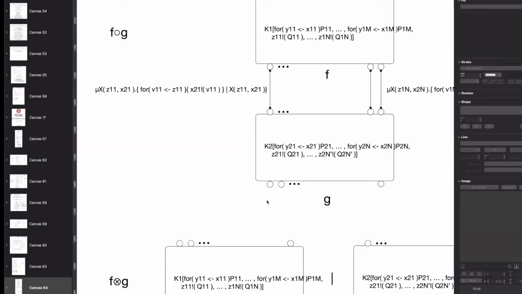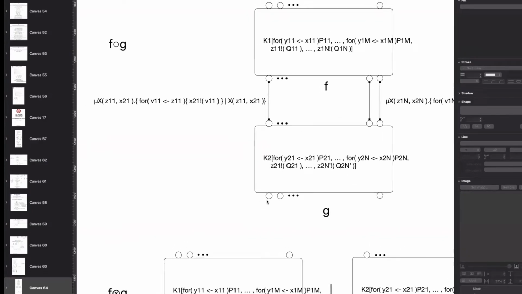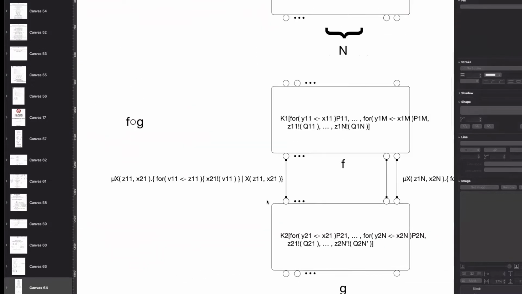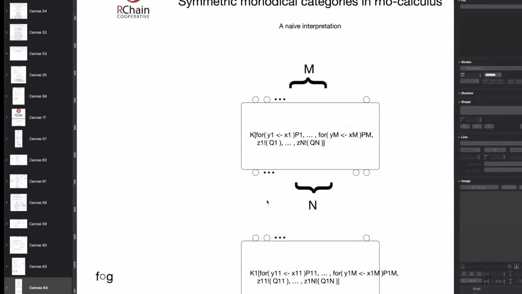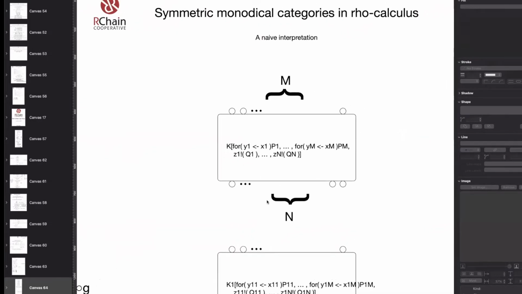So I want to clean up a couple of things as a part of our process here. If you recall, the idea was that we're approaching an interpretation of quantum in rho in a couple of different ways.